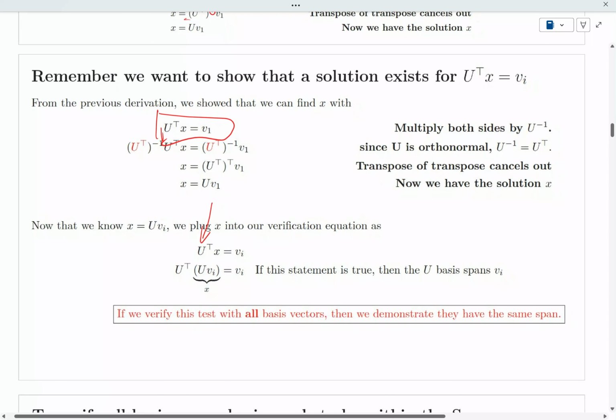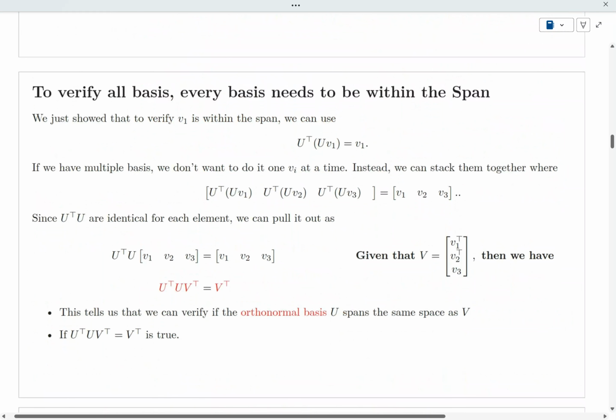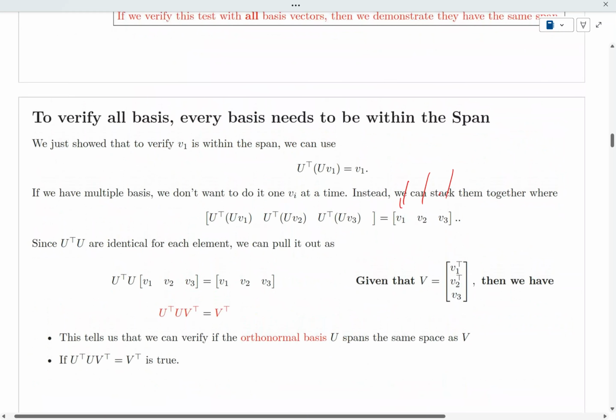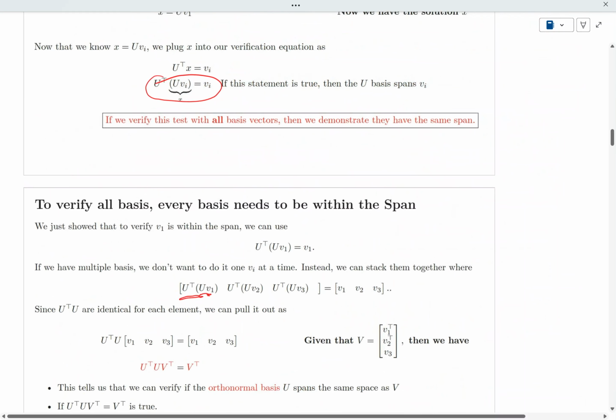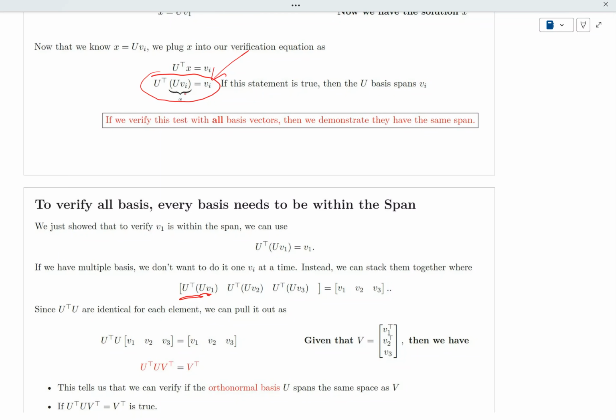Now we have three bases, so we just have to do this 3 times. What I mean by that is, remember we had v1, v2, v3, right? So we can stack them together. If we take v1 times this, remember this is the equation we just solved. This is the test we run. If we run this test and the left side is equal to the right side, it means that it's within the span. So now if we just do this 3 times, once, twice, 3 times, for each vector, the result should be equal to v1, v2, v3.